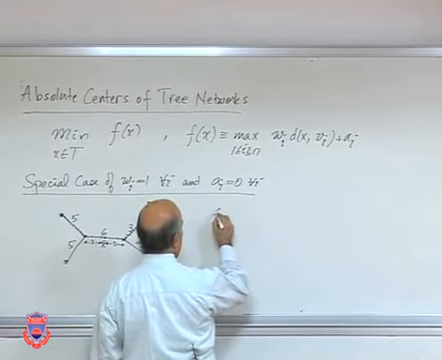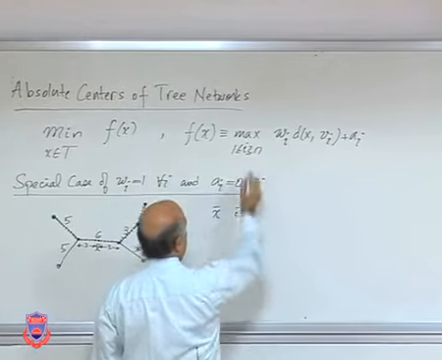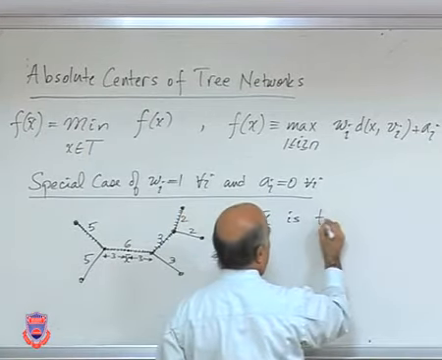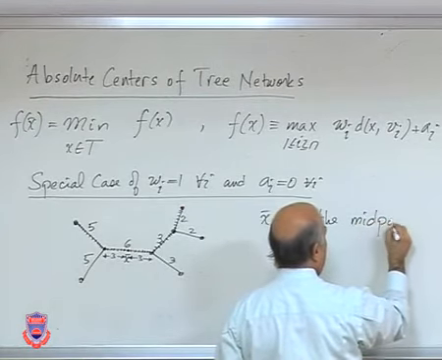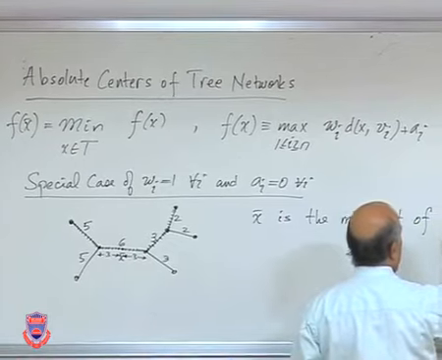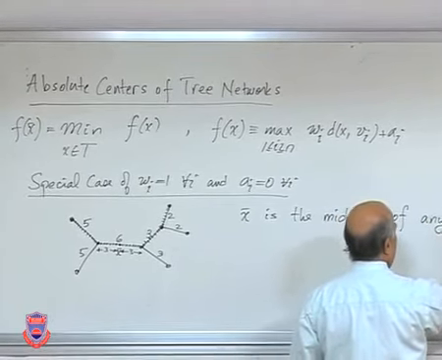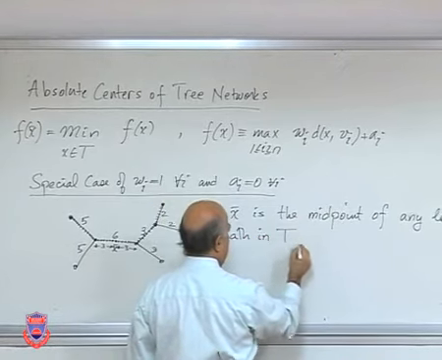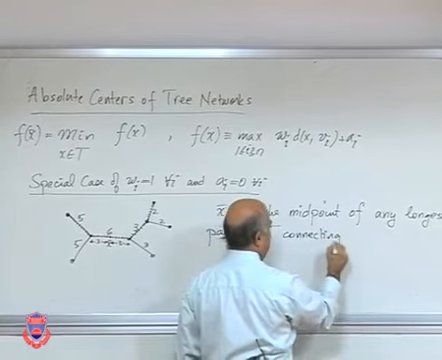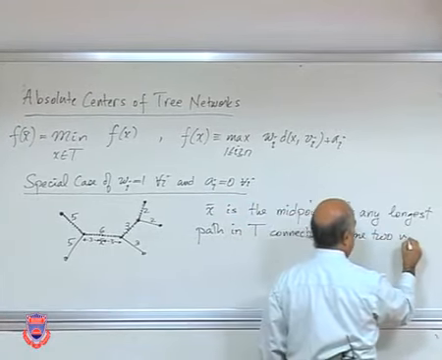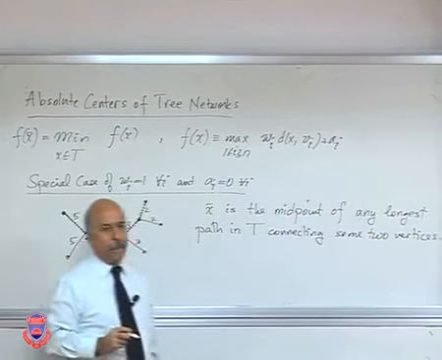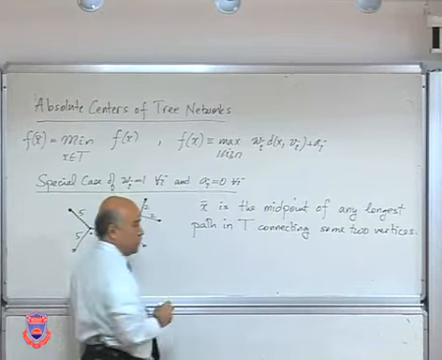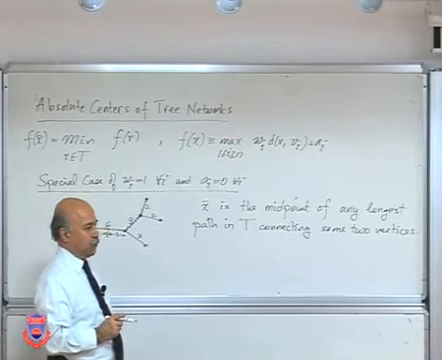So in this case, X bar, which is the optimum of this, the absolute center, is the midpoint of any longest path in the tree connecting some two vertices. Okay. It's true for all tree networks.